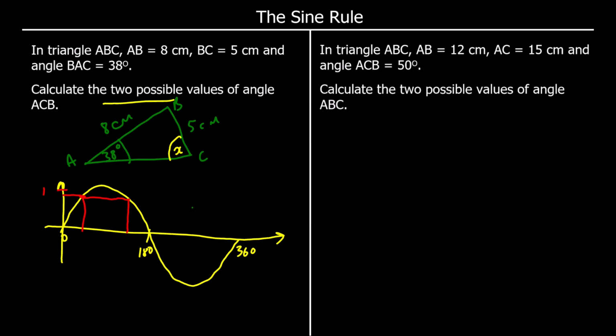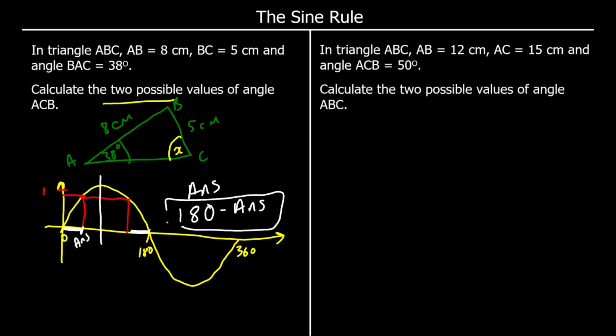So if we want the second possible angle, we have to use the symmetry of the sine graph. So the calculator is going to give us an answer. That's going to be this one, the first one. If we want the second one, we need to use the symmetry and do 180 minus the first answer. So this gap here and this gap here are going to be equal. So we're going to get a first answer in the calculator and then do 180 take away that, and it will give us our second possible answer.